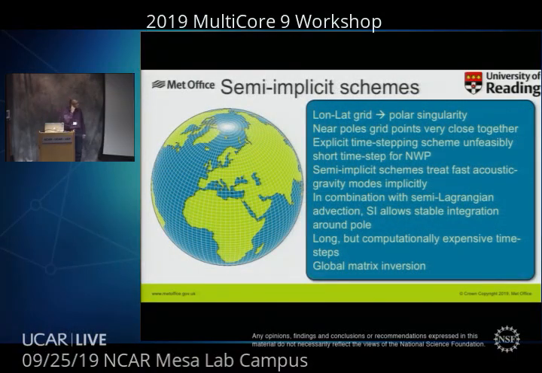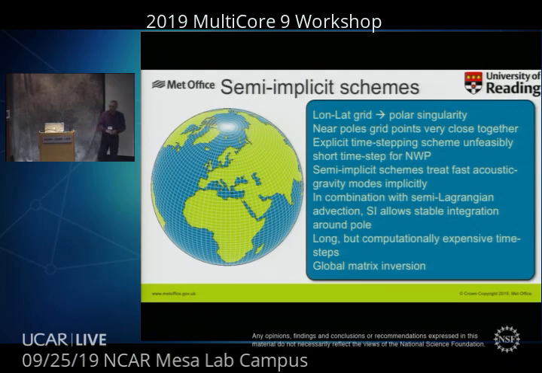Okay, so with these semi-implicit schemes, in particular the Met Office Unified Model, the grid is a long-lat grid, and it has a polar singularity. So near the poles, the grid points are very close together, and an explicit time-stepping scheme would result in an unfeasibly short time step for NWP. And so these more complicated semi-implicit time-stepping schemes are constructed that treat the fast acoustic and gravity modes implicitly, and then with things like semi-Lagrangian advection, this allows a stable integration around this polar singularity, so your model is then still stable.